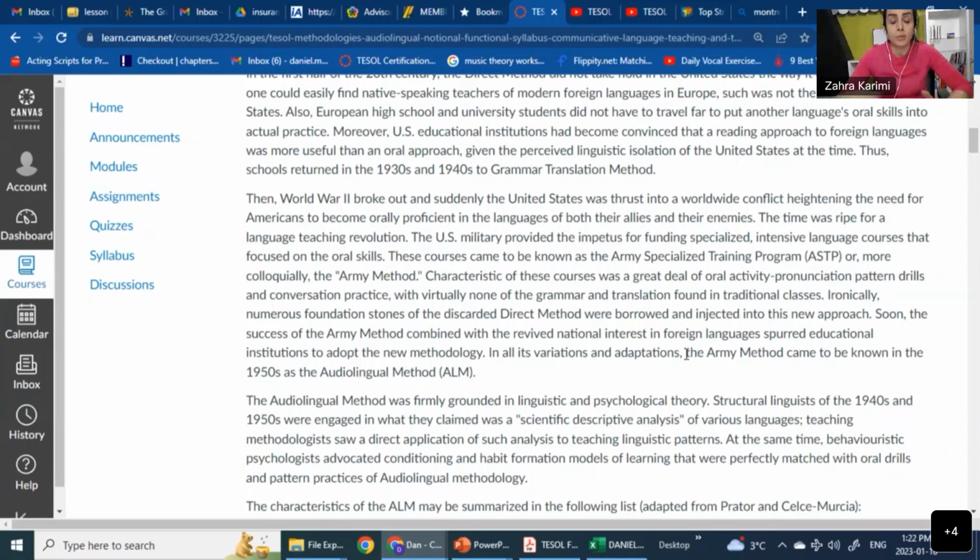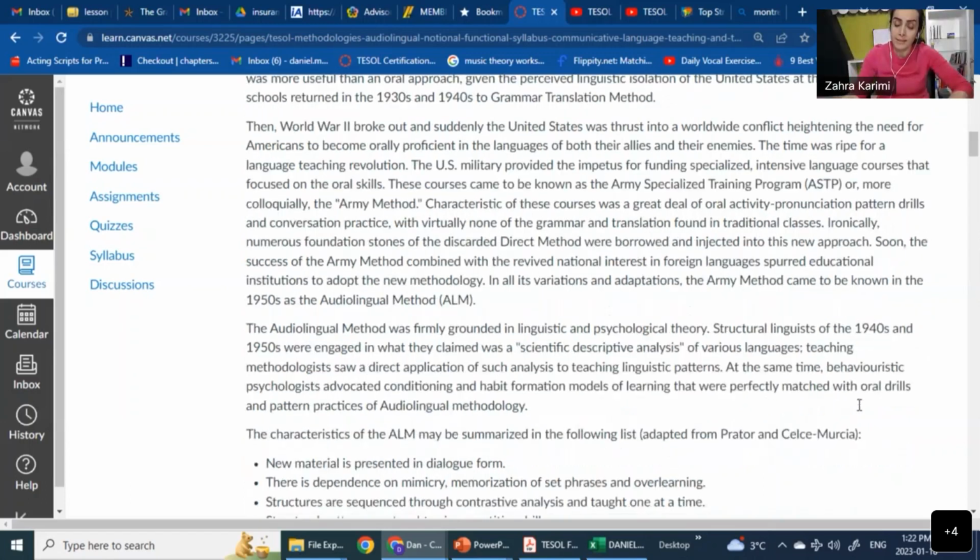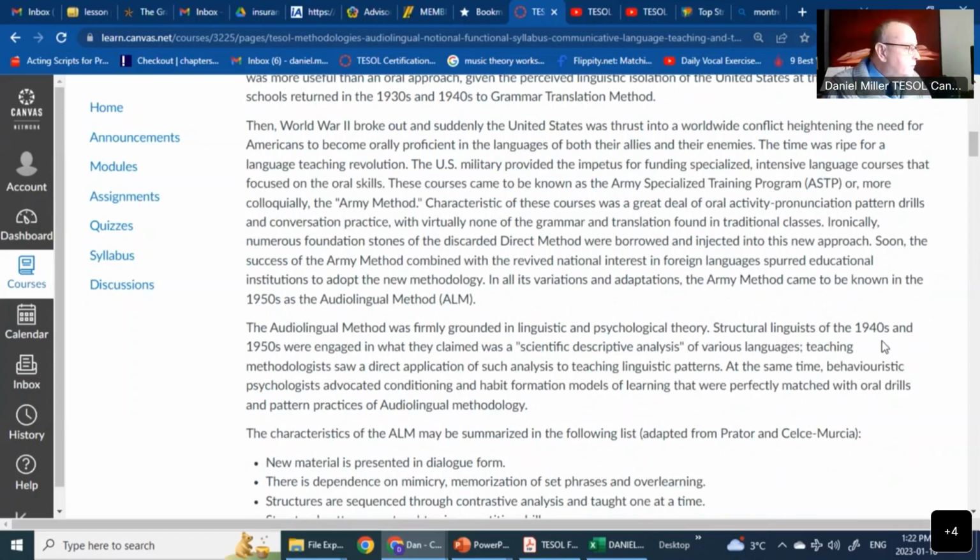Right, that's right. And a big part of the audio-lingual method was that it was grounded in linguistic and psychological theory. The structural linguists of the 1940s and 1950s were engaged in what they claimed was a scientific descriptive analysis of various languages. Teaching methodologies saw a direct application of such analysis to teaching linguistic patterns. At the same time, behavioristic psychologists advocated conditioning and habit formation models of learning. Exactly. That were perfectly matched with oral drills and pattern practices of audio-lingual methodology.